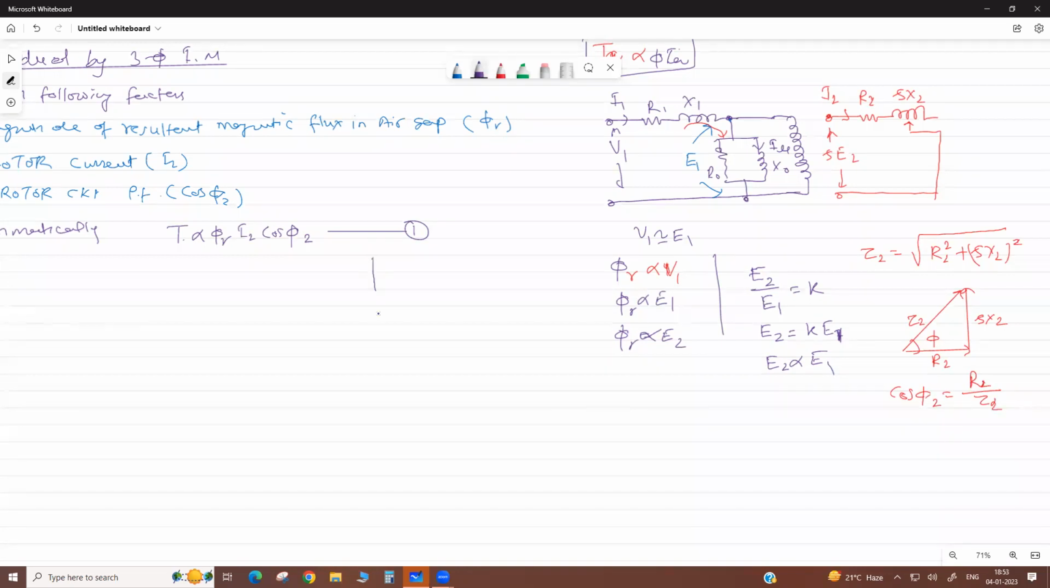And for the rotor current, we replace the resultant flux with E2, and we can write I2, that is, the applied voltage divided by impedance. Your impedance is the square root of R2 squared plus X2 squared.